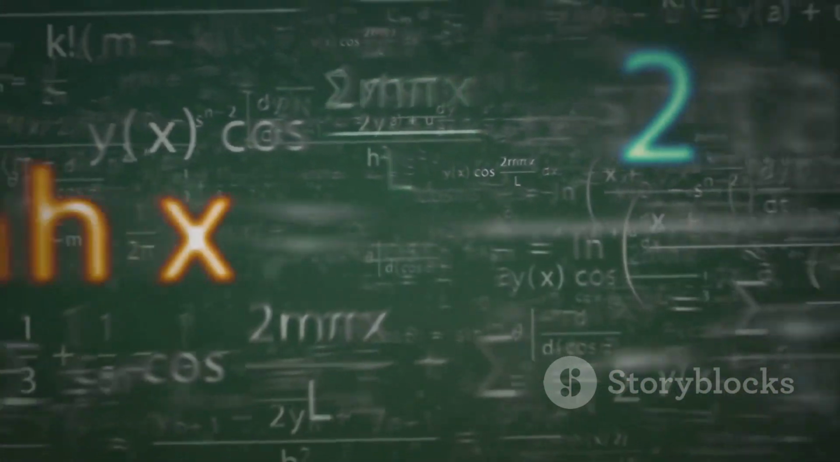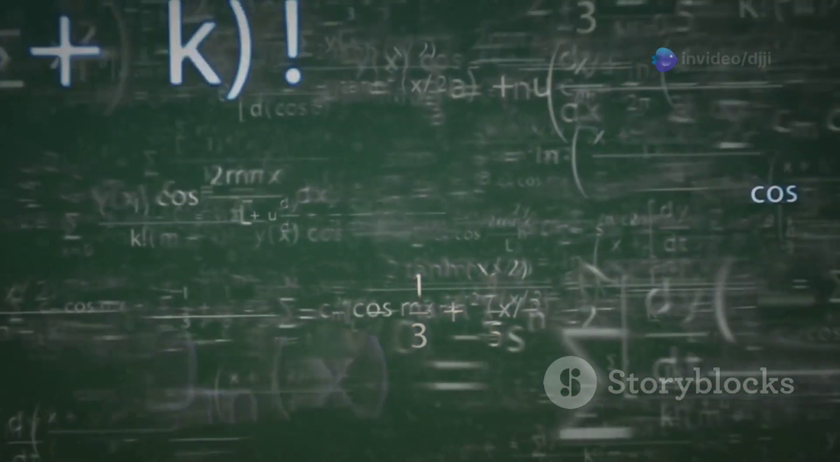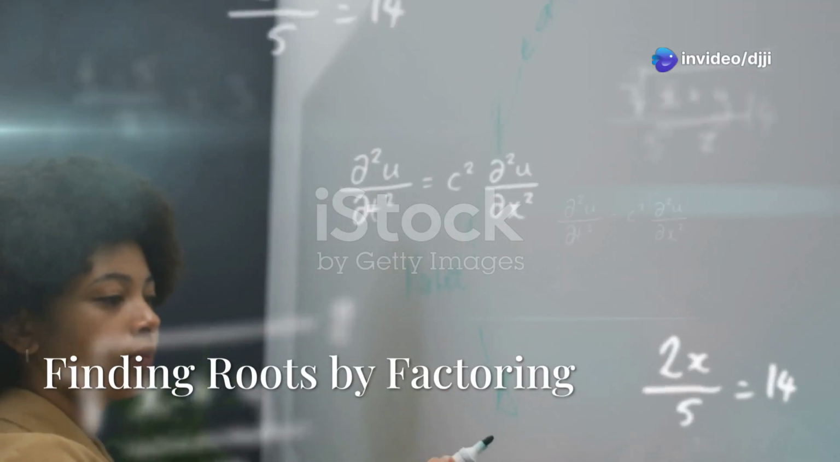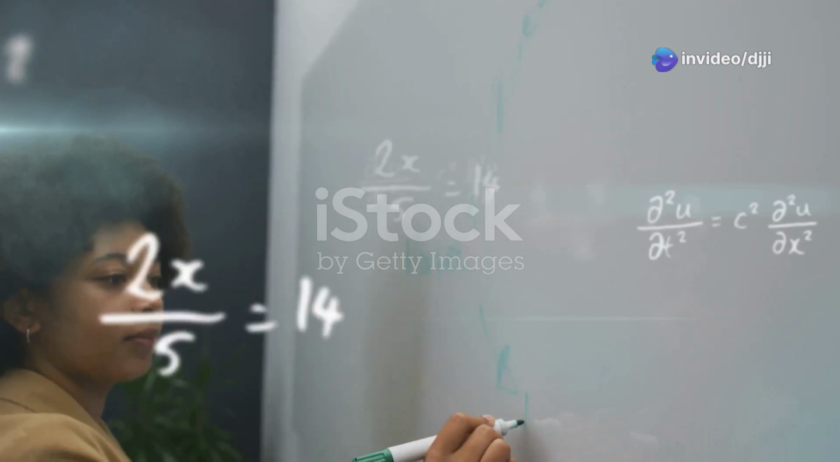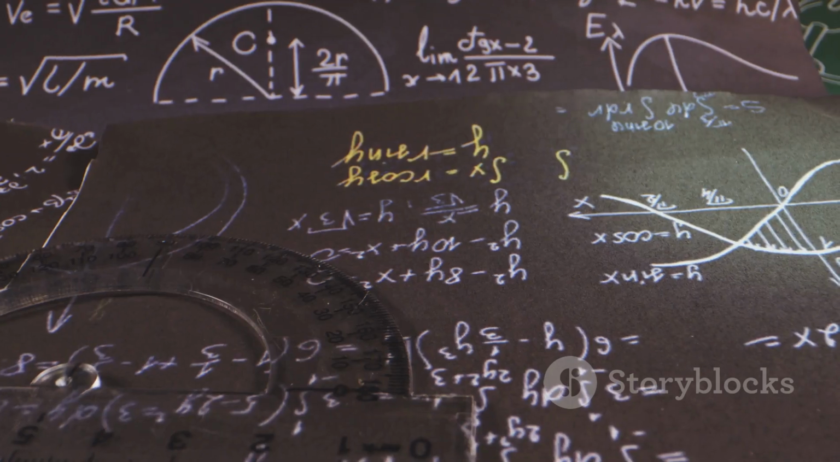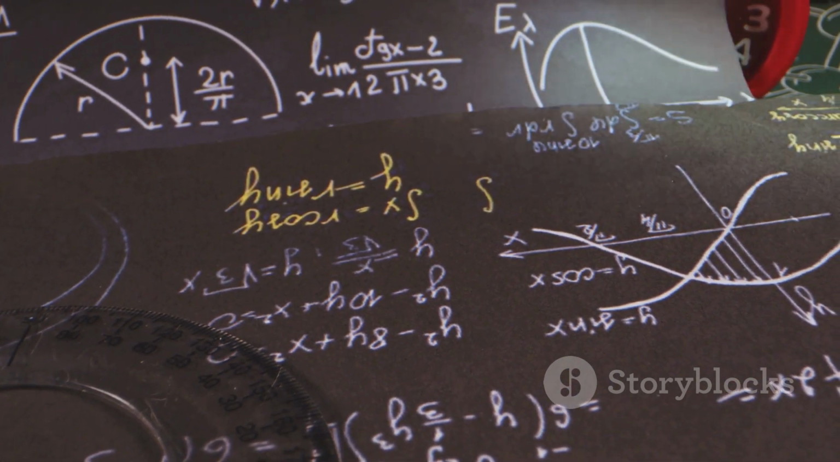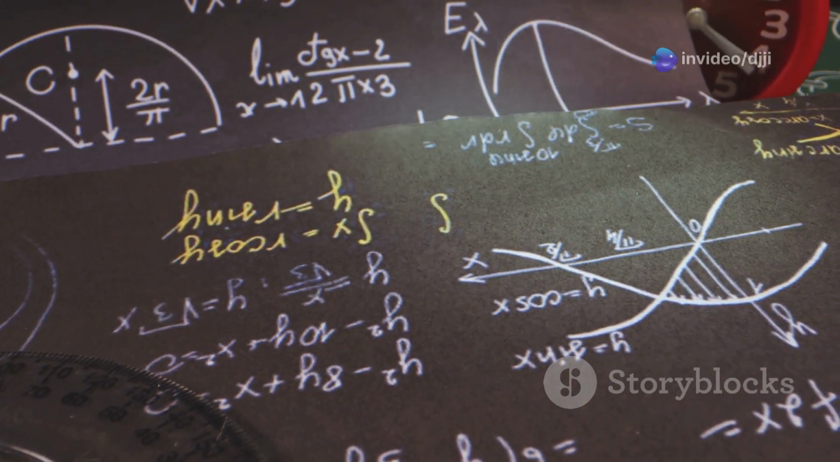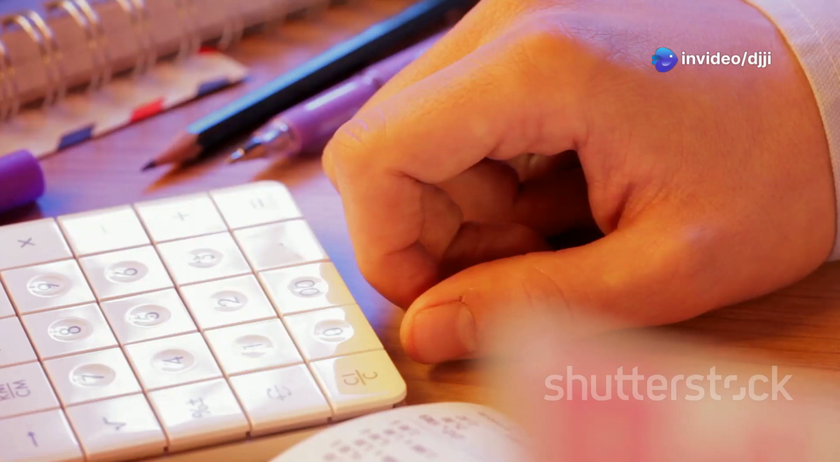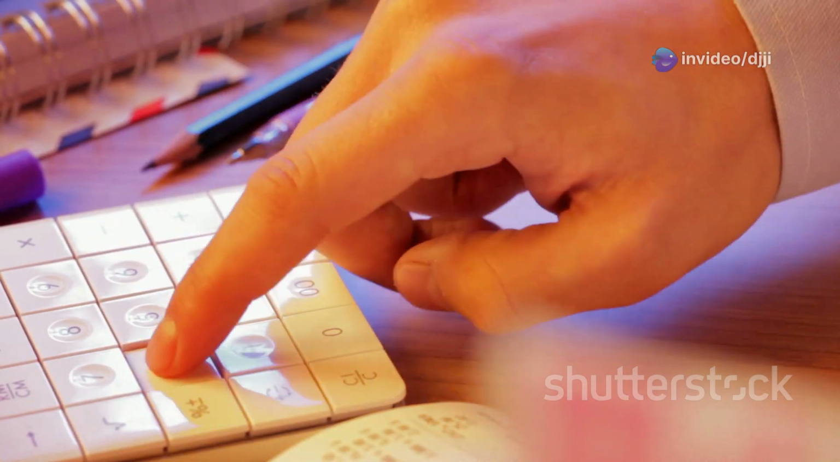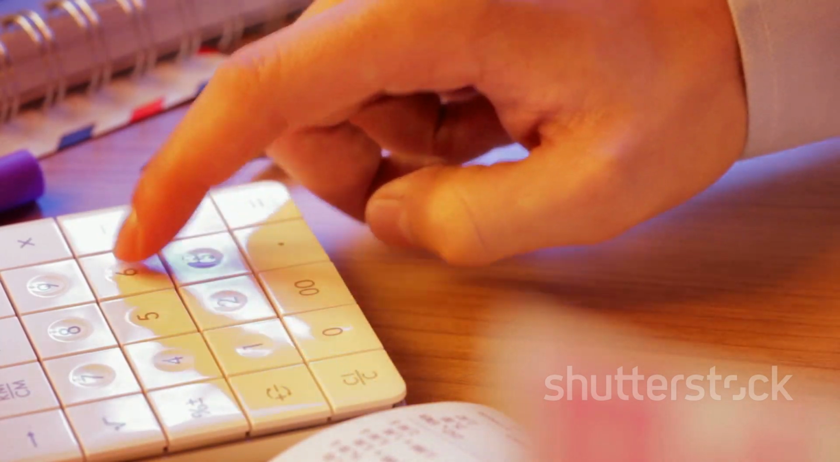The root of a number refers to a value that, when multiplied by itself a certain number of times, gives the original number. Finding roots by factoring. Let's say you have a quadratic equation, for example, x squared minus 5x plus 6 equals 0. Here are the steps. First, factor the equation. Look for two numbers that multiply to give the constant term, which is 6, and add to give the middle term, which is -5.